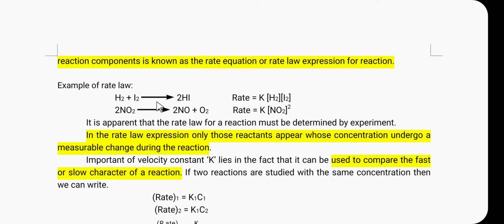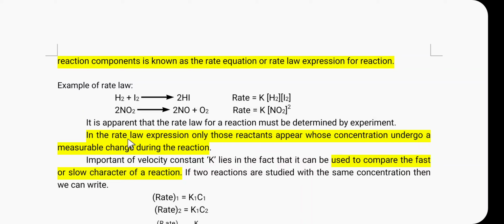So, let us consider some examples. The reaction between hydrogen and iodine forms 2HI. By applying the law of mass action, we can write the rate law expression: rate is equal to k, concentration of H2, concentration of hydrogen, and concentration of iodine. Then the second example is the decomposition of nitrous oxide. Here rate is equal to k, concentration of nitrous oxide raised to 2. So, these are the two expressions for the rate law for these two chemical reactions.